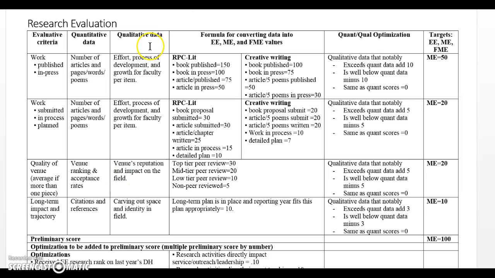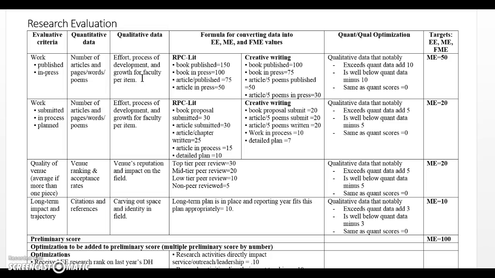Now, there's qualitative data, and here, as you see, I repeat the same thing, but I want to know, with the work published and in press, your effort, the process, and the growth, your own growth. And that sounds funny, but I want to see what that measures. For example, in my work, I tend to publish similar things, but across different journals and different venues. I'll publish in second language writing and then in rhetorical theory or in globalization.